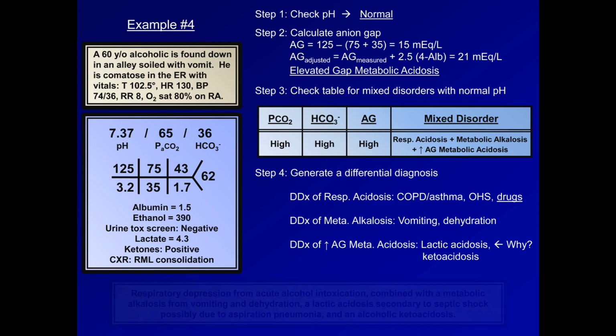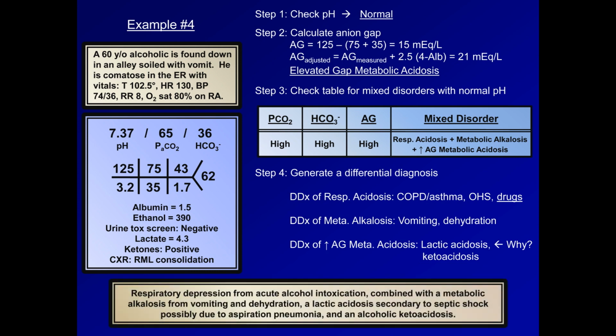Therefore, our overall summary diagnosis would be respiratory depression from acute alcohol intoxication, combined with a metabolic alkalosis from vomiting and dehydration, and a lactic acidosis secondary to septic shock, possibly due to aspiration pneumonia and an alcoholic ketoacidosis.